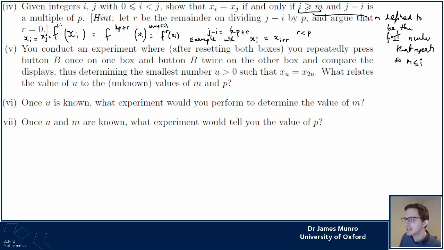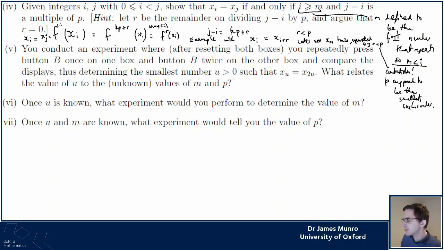Well, the next time we see xm, we'll keep pressing the button until we get around to xm. And so later, I don't quite want to put this into algebra, but later we'll see xm twice separated by r less than p. But that's a contradiction. Well, that's nonsense, because p is supposed to be the smallest such number.